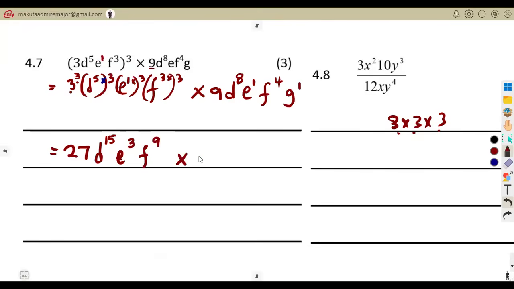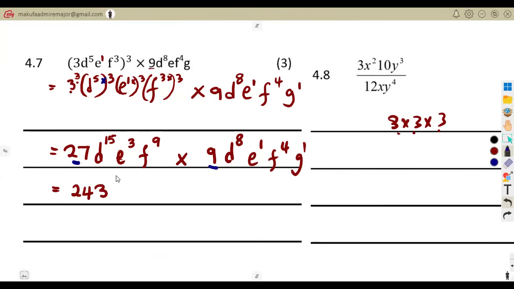Whatever you are obtaining, you multiply to the remaining part. 9, d to the exponent of 8, e to the exponent of 1, f, g to the exponent of 1. Where we are multiplying the numbers, we can simply multiply them directly. 27 times 9, what is the product? That's 243.